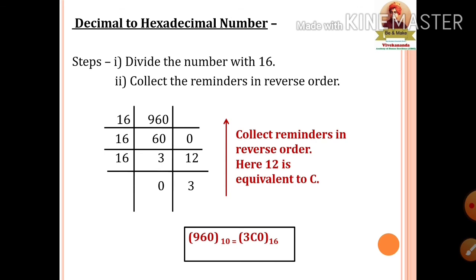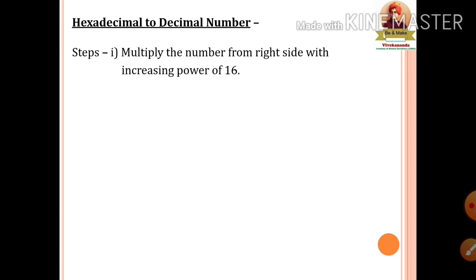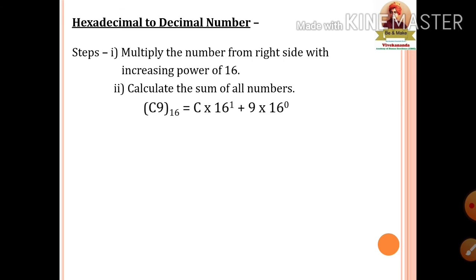Now we will move further to the next conversion, that is hexadecimal number system to decimal number system conversion. Here the steps that we are going to follow are: multiply the number from right side with increasing power of 16, and calculate the sum of all numbers. We are going to learn how to write down the steps with the help of this example. I have taken the number C9 from hexadecimal number system.